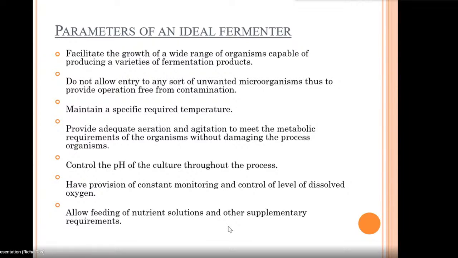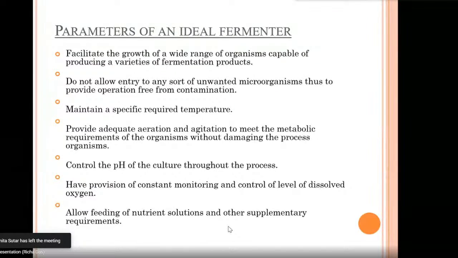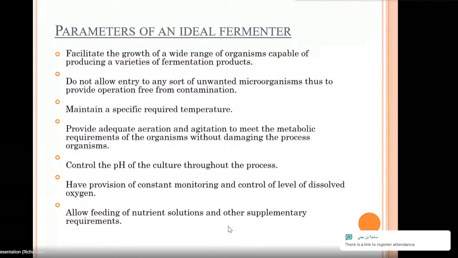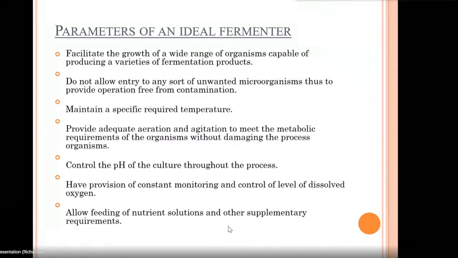The next point is that an ideal fermenter should not allow any unwanted microorganisms inside while it is getting operated, while it is functioning. Because if any minor contamination takes place, we have to discard everything. That is going to waste a lot of time and money, as I already said. The next point is temperature maintenance. Maintaining temperature is very important. My ideal fermenter should be able to maintain any temperature, whether it is 26 degrees Celsius or even 55 degrees Celsius.